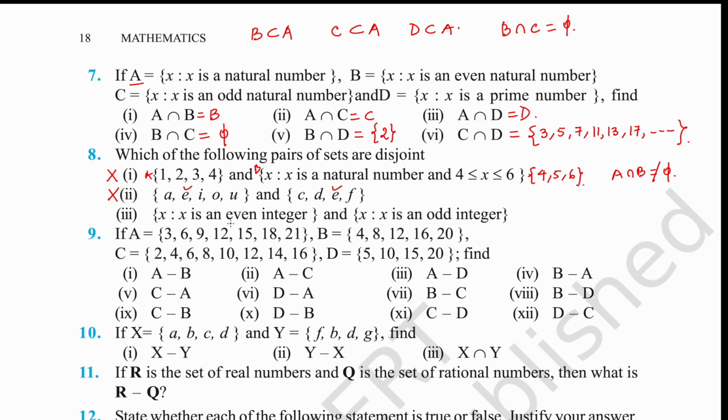Here you have X as a set of all the even integers and Y as a set of all the odd integers. So clearly we know that there is nothing common between even and odd integers, because there is no integer which is even and odd at the same time, right? So this is basically a disjoint set.